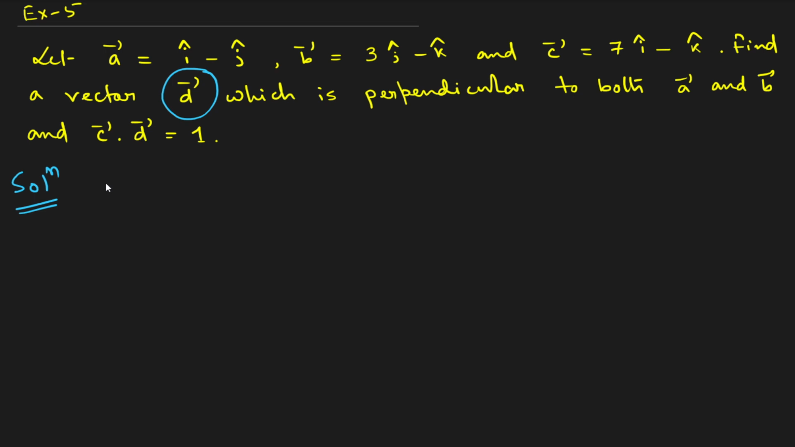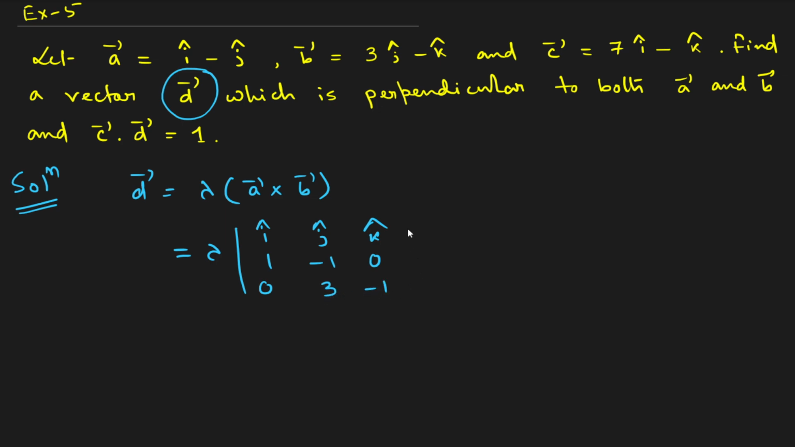If both are perpendicular to d bar, then d bar must be like this. Since d bar is parallel to some constant times a bar cross b bar, this particular constant value we have to find. So lambda into, it will be i cap, j cap, k cap. Coefficients: 1, minus 1, 0, and it will be 0, 3, minus 1.